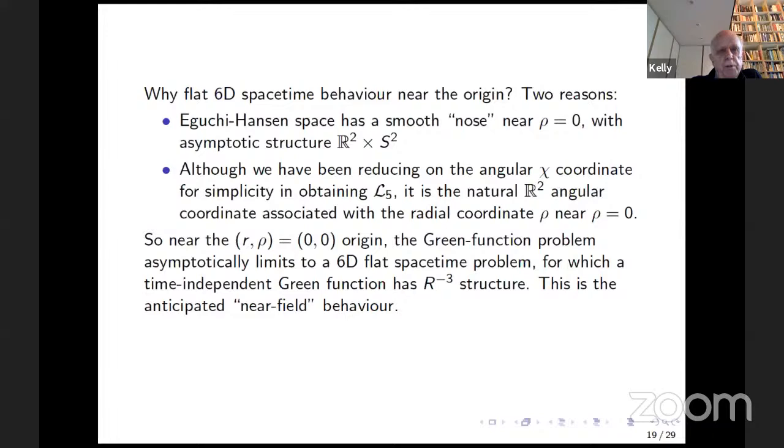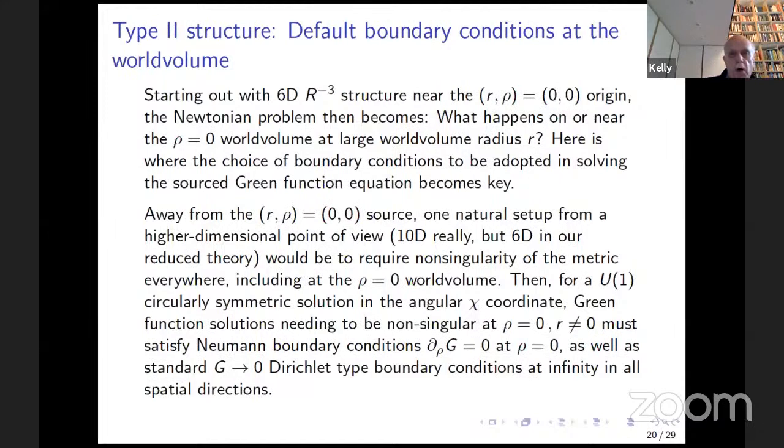Now we have to try to see what happens when you go far away on the world volume. Are you reobtaining something that looks like lower dimensional gravity? So we start out with this 1 over R cubed structure near the origin, and we ask what happens at large world volume radius R. And here is where the issue of boundary conditions comes up. And so first I'm going to discuss what we call type two structure, which is basically the default treatment of putting a source into the Salam-Sezgin background viewed from 10 dimensions, or really six dimensions in our reduced theory, with nothing special other than a non-singularity of the metric away from the source, including at the world volume.